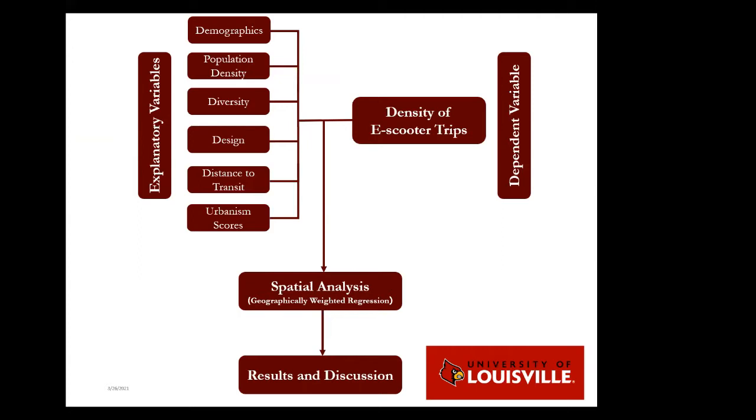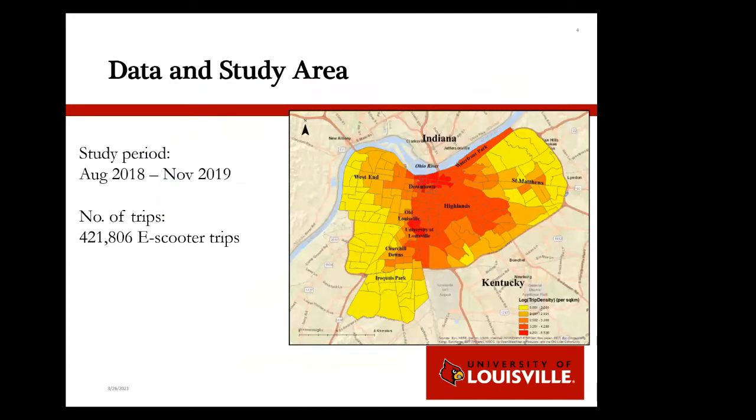For the analysis, we used geographically weighted regression, a spatial analysis method. More than 400,000 e-scooter trips over more than a year of operation were analyzed in our study. And the right figure shows the study area and the density of e-scooter trips.